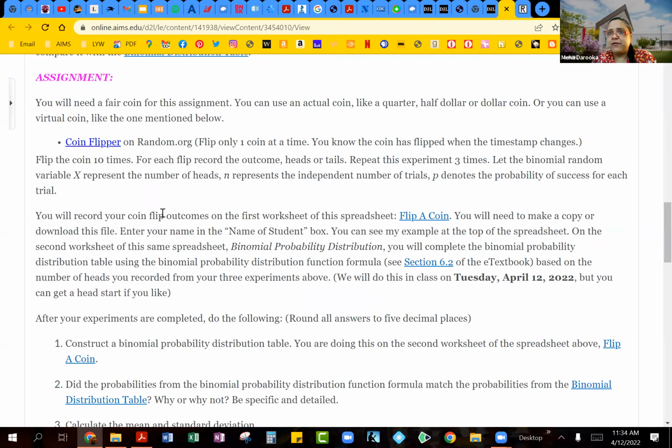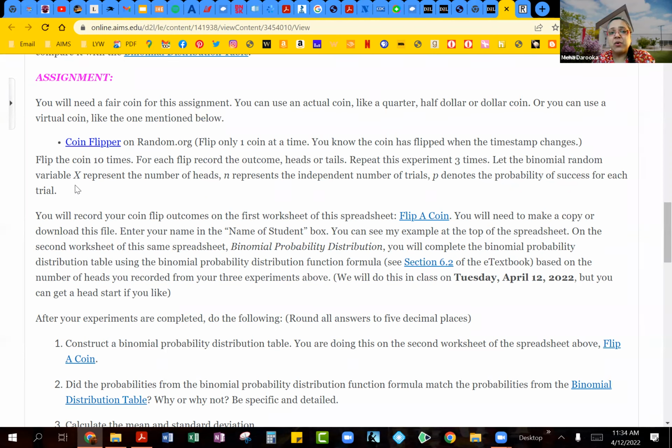So if you don't have a physical coin, you can do this virtual one over here. The way you're going to be doing this is you are actually going to flip the coin 10 times. For each flip, you will record your outcome, right? So did you land on a head or a tail? And then you're repeating this experiment 3 times. So actually, you'll be flipping the coin 30 times, if you look at it that way.